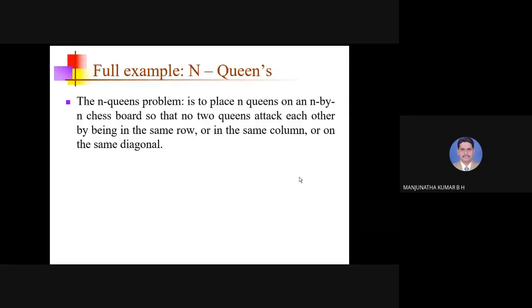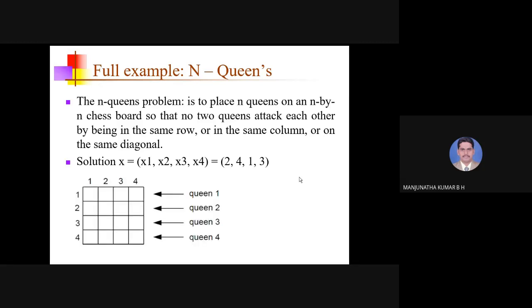So two queens should not be placed in the same row, the same column, or the same diagonal. This is the problem statement. We have to find a place for all the n queens by satisfying these conditions.